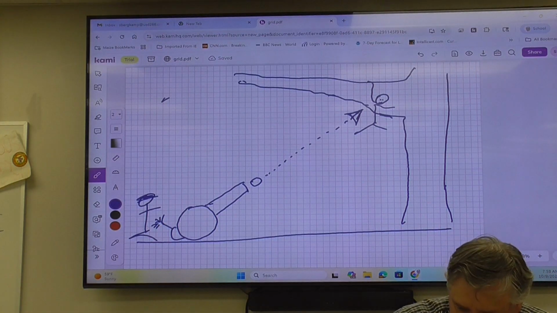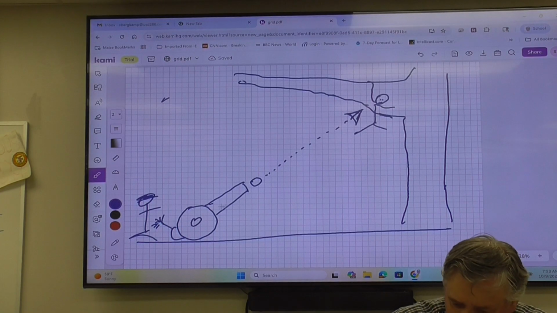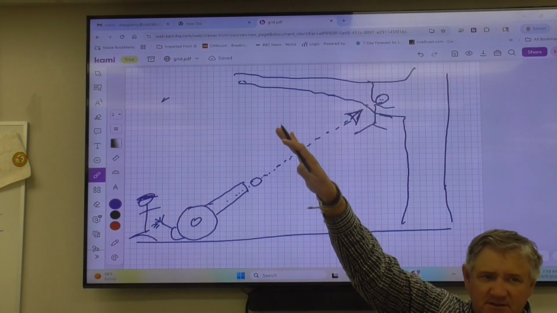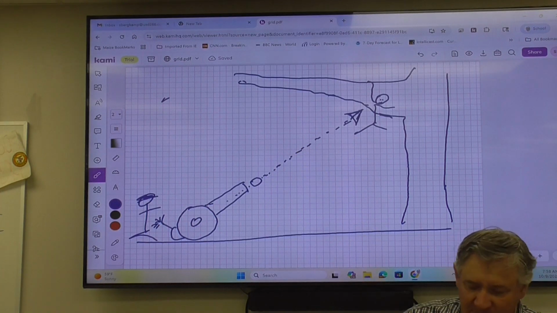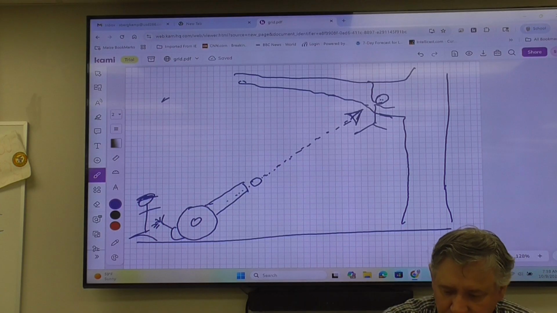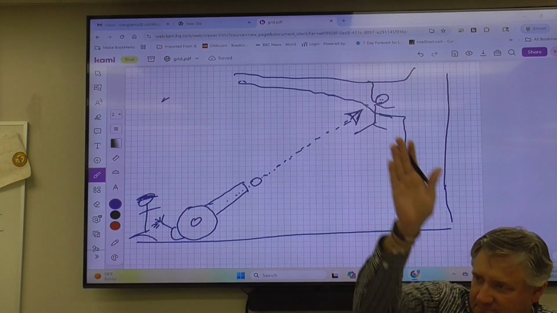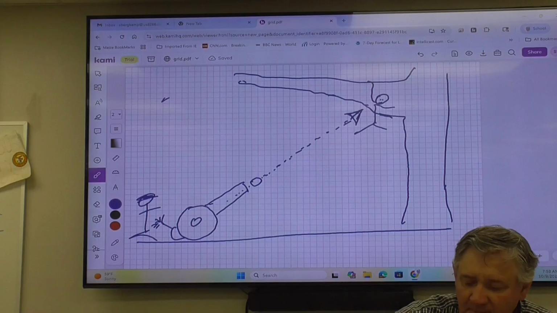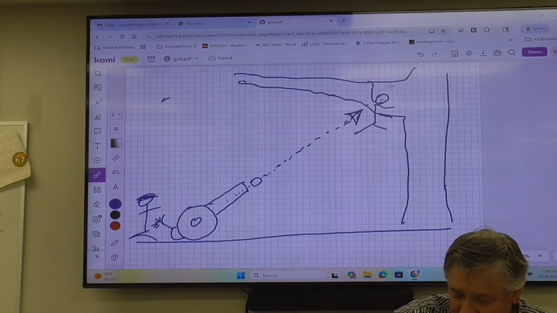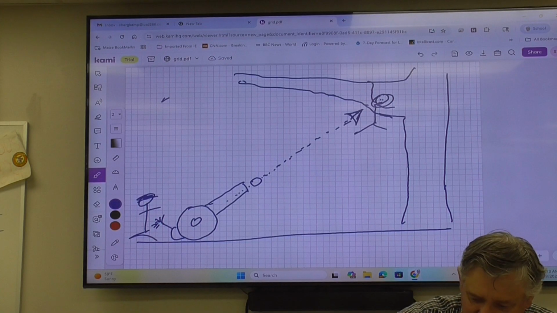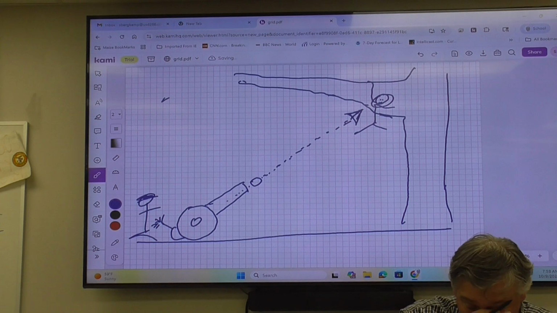So the hunter has a cannon and it's lined up directly on a line towards the monkey that's in the tree. Okay? Directly on the line. Not above, not below, center line. Boom, there you go. The monkey's hanging from the tree. He looks down and he sees the cannon.